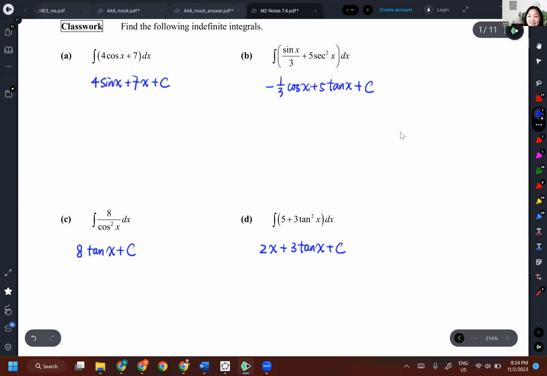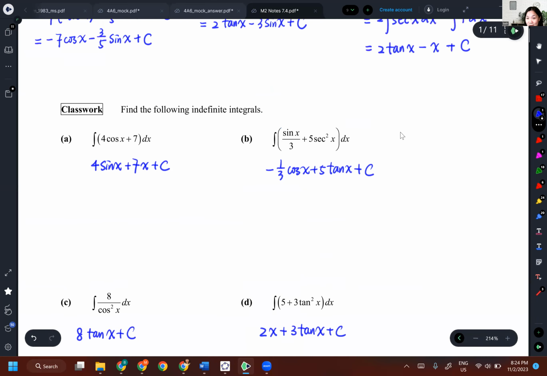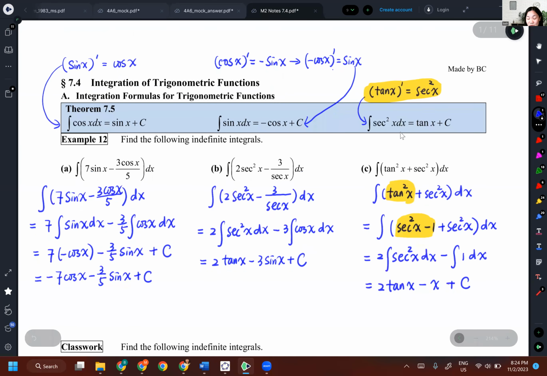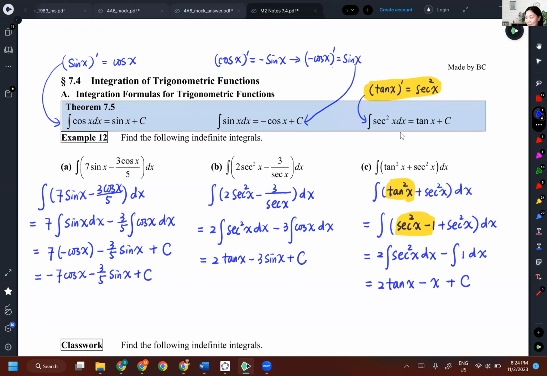Okay, I think it's fine. It's just that in order to use the basic integration formula, as long as you have the correct function, the only functions you can have are cosine, sine, and secant squared. Otherwise, you cannot do it directly. You have to change it some way.